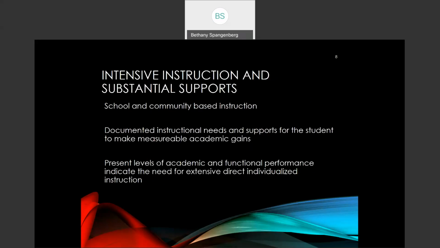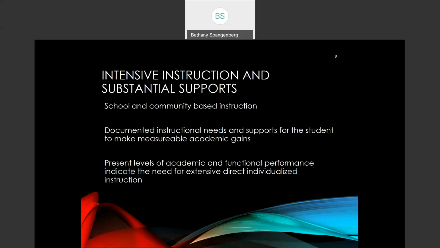The third criteria: the student requires intensive instruction and substantial supports to achieve measurable gains. Evidence can be taken from examples of curriculum, instructional objectives, and work samples taken from both school and community-based instruction, teacher-collected data, and documentation in the IEP for present levels of academic and functional performance, goals and objectives, and post-school outcomes or transition plans. Please note that placement in a self-contained setting does not meet this criterion.